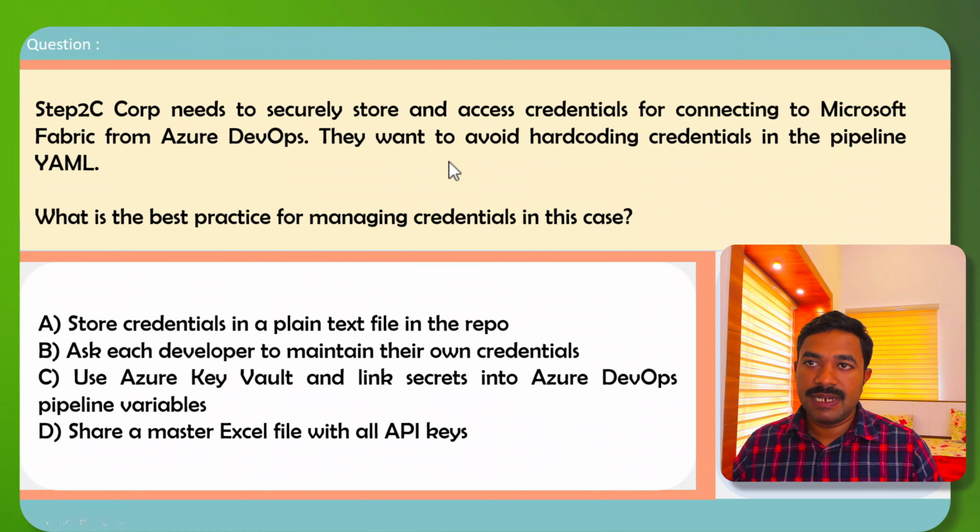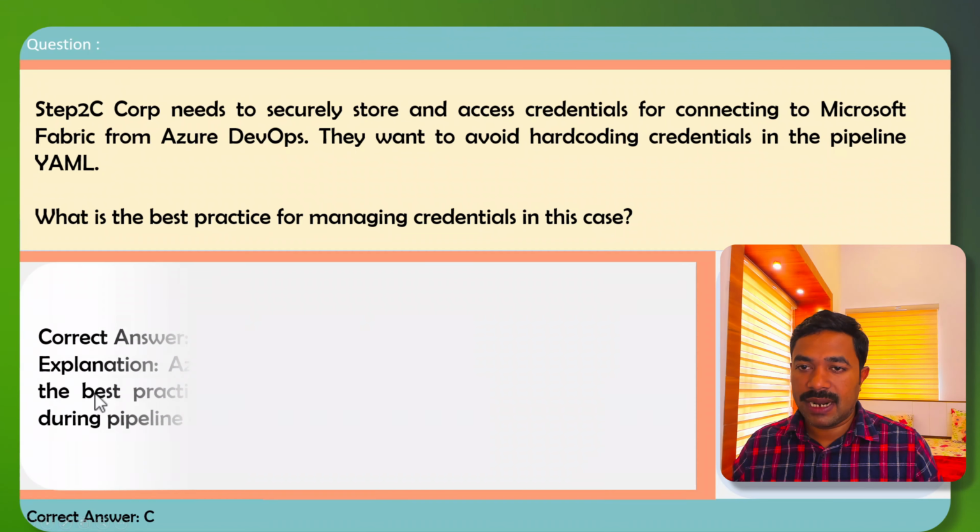The concept is very simple. If you want to access something very securely using Azure DevOps or from Fabric also, you could use Azure Key Vault. So if the question says you want to access something securely, most probably the answer will be something related to Azure Key Vault, because we use this service to store credentials and to access them securely. So the answer is to use Azure Key Vault, which is option C.